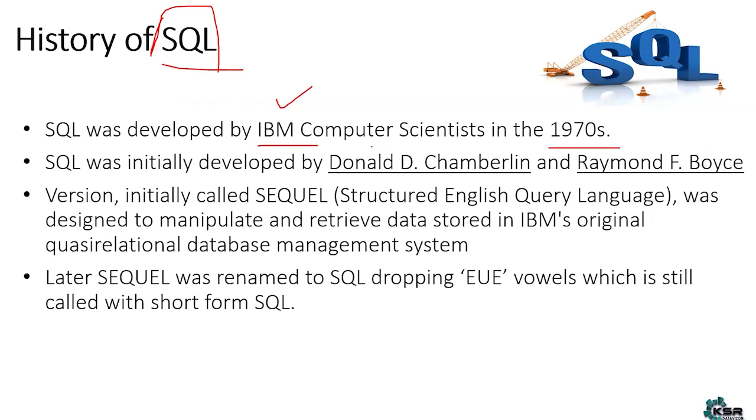So it was developed in the 1970s by two people, Chamberlin and Boyce. It was originally called SEQUEL. The complete name of SQL is SEQUEL. They reduced it to 3 letters because they removed the 3 vowels. E they removed, U they removed, E they removed. So they kept S, Q, and L. That is the reason it is called SQL. But in the long term, it is called SQL.